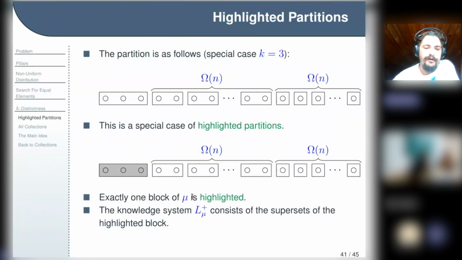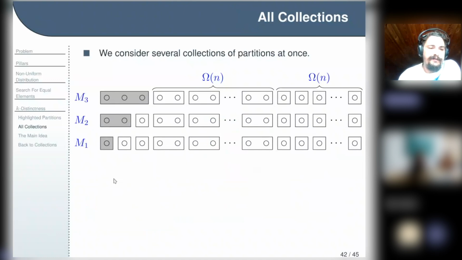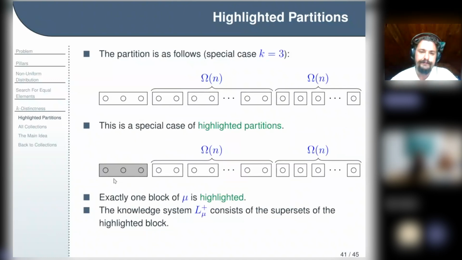This means that one block of mu is highlighted, and so the knowledge system L plus mu consists of the supersets of the highlighted block. In this case, it's exactly the same as the L plus I described before, because these 3 elements, this highlighted block, is a certificate. It's the only certificate here, the only allowed 3 equal elements. So if a set is a superset of this triple, then it belongs to the knowledge system which was used to define this knowledge operator. Okay, then this is not enough to prove the lower bound.